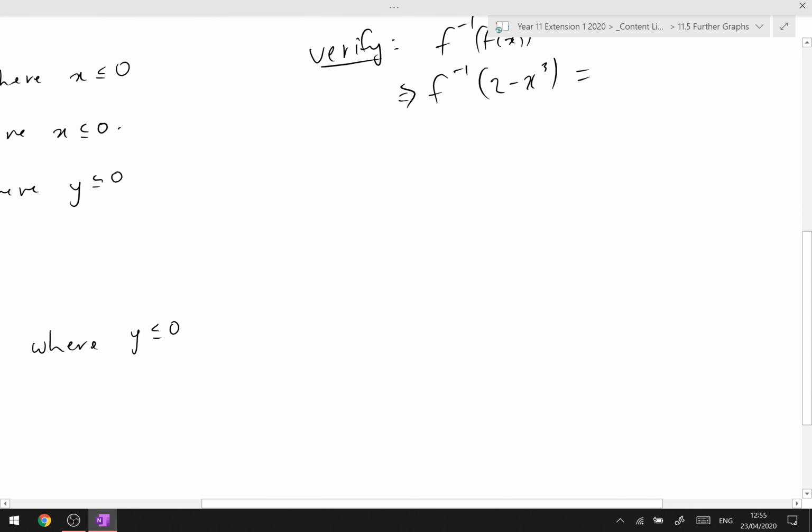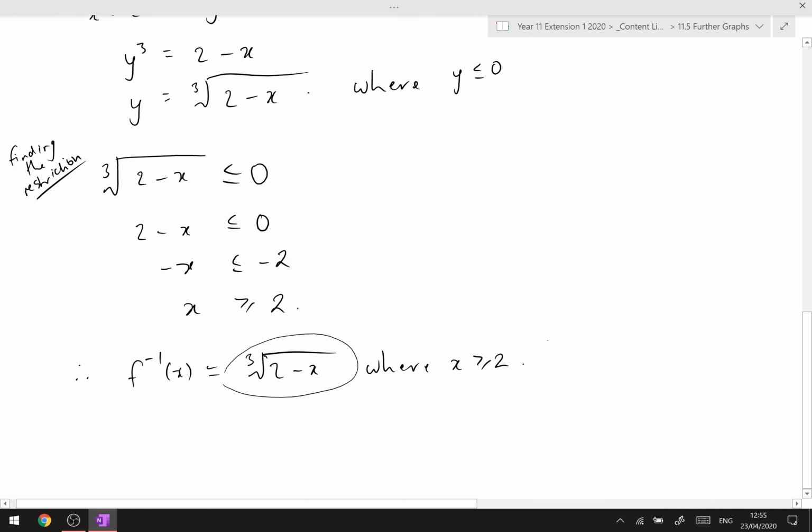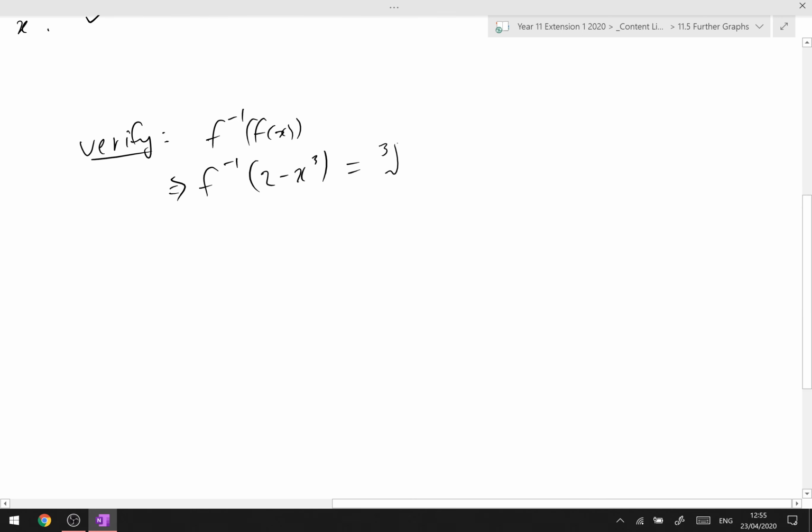So looking back down here, f minus 1. Wherever I see an x in this function here, I'm going to replace it with 2 minus x cubed. So it's the cube root of 2 minus, now this is where the x is, so I'm going to replace it with 2 minus x cubed. Now the reason I'm doing that is, well, because I've been told to.